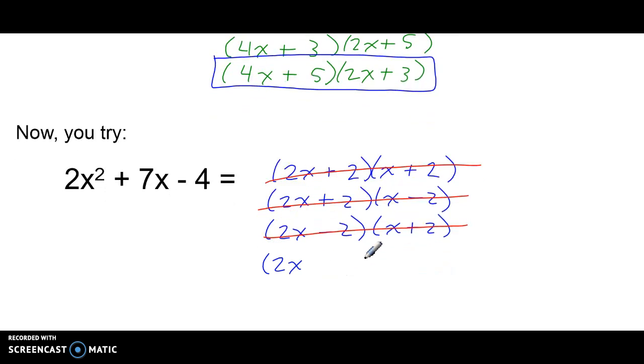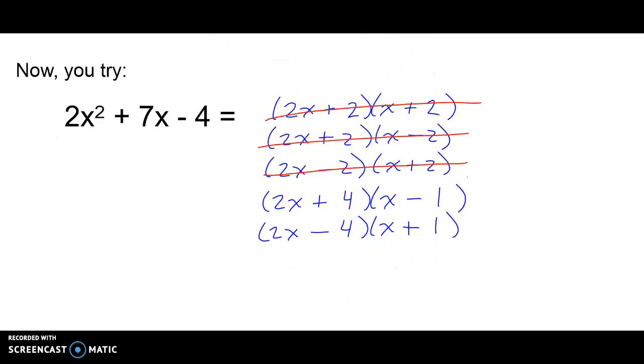Well, we know the 2x squared has to be 2x and x, but maybe the 4 doesn't have to be 2 and 2. Maybe it could be 4 and 1. That's another product that could produce 4. And again, plus and minus matters. We need to make a negative 4, not a positive 4, so we have to have one of them be a minus sign instead of a positive sign. Do either of these check? No, neither one of those check.